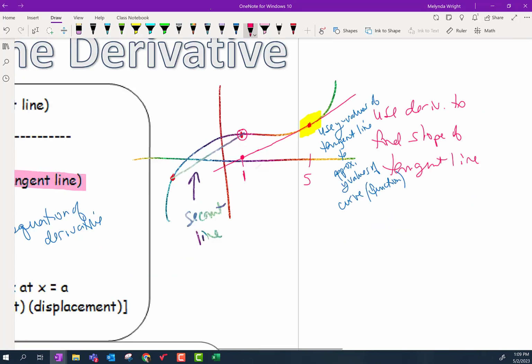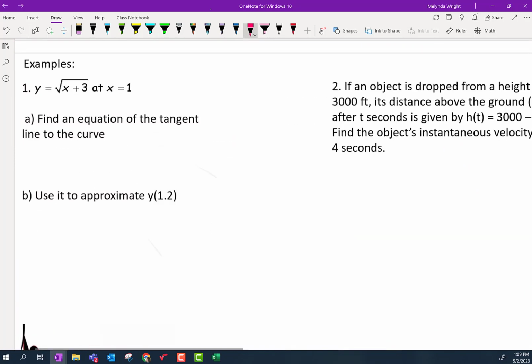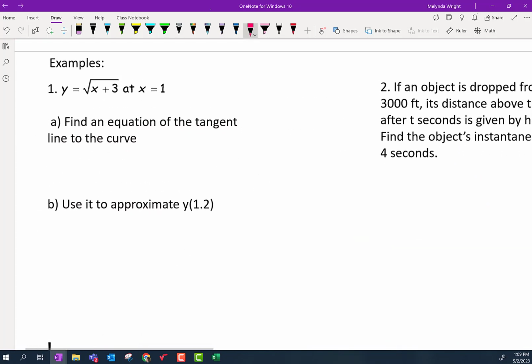All right. So we have just a couple of examples. Our first example, we're going to find the equation of the tangent line to the curve. Okay, so step 1. We need to find the point of tangency. So this is my x value. I need to find my y value. So y is going to be the square root of, and I'll plug in the x value, 1 plus 3, which is the square root of 4, which is 2. So step 1 from above is to find the point of tangency. That point is 1, 2.